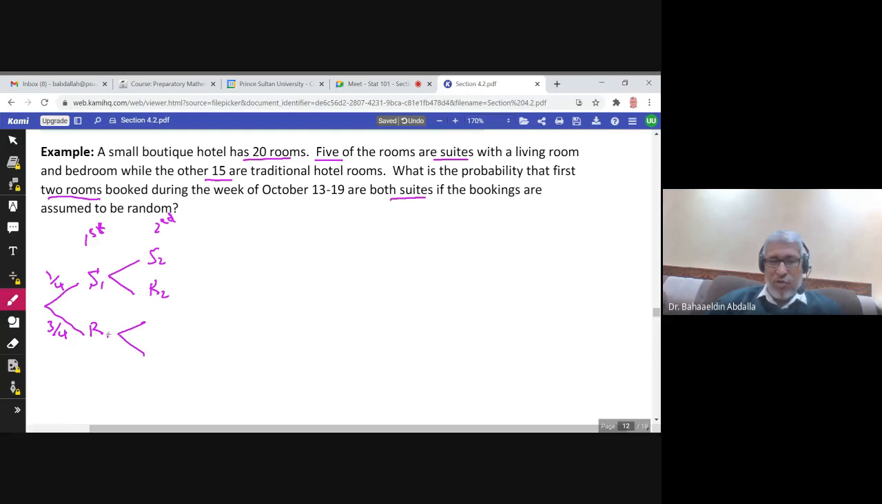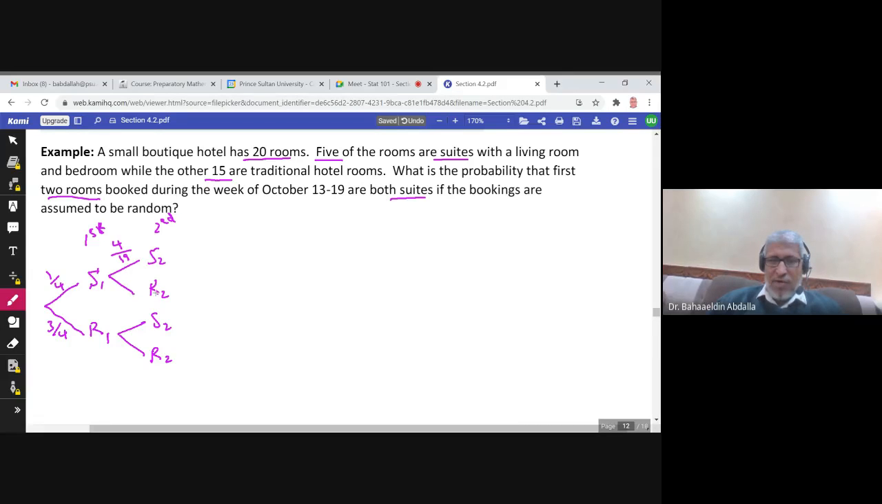And if the first room is R, the second room could be S or R. Now, the probability that I'm going to write here is a conditional probability because it depends on the first choice. So what is the probability of S2 given S1? Given S1, the number of rooms now is not 20, it is 19, and we have selected one S, so the number of S left would be 4. So the probability of S2 given S1 is 4 over 19.